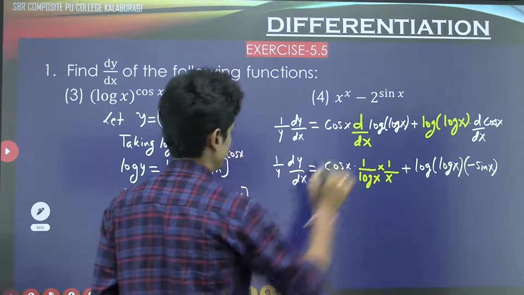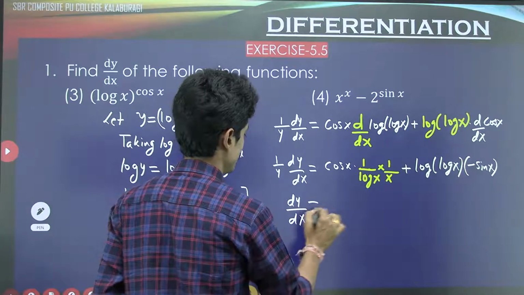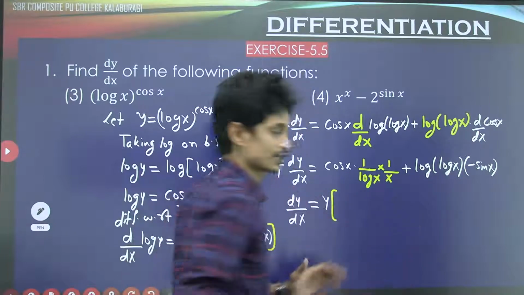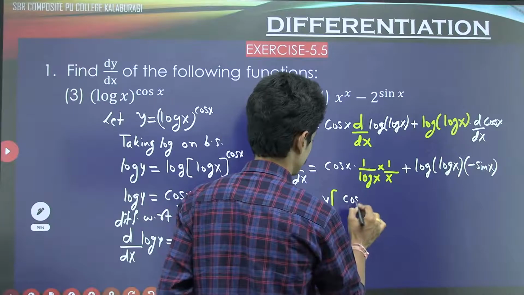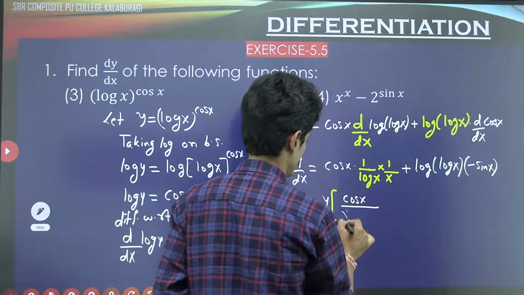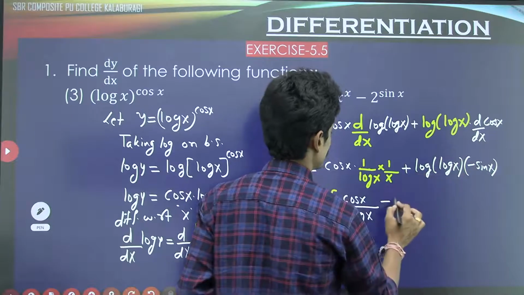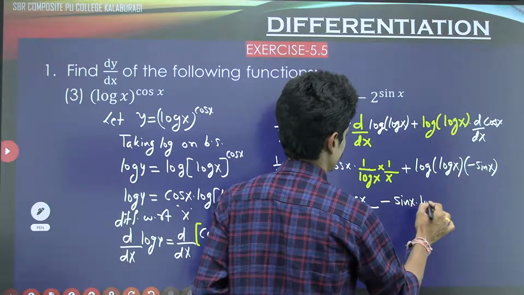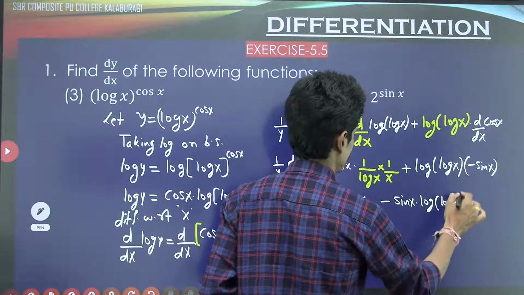Afterwards, this y I will shift to the right hand side. Then it should be dy by dx is equal to y into, remaining everything you should enclose in a bracket. That will be cos x upon x into log x, plus minus minus, it is sin x into log of log x.